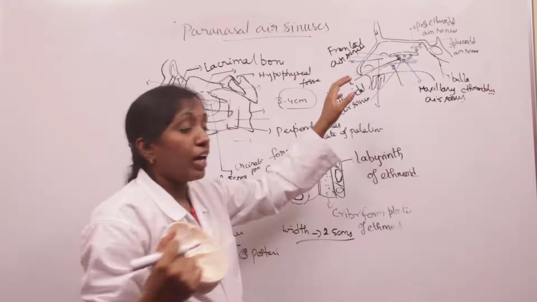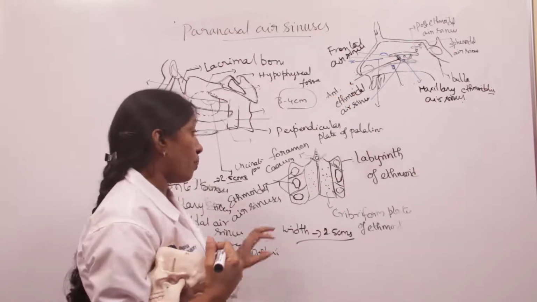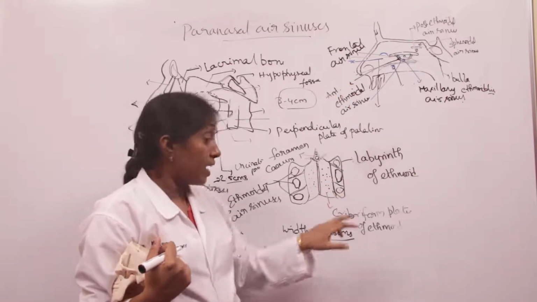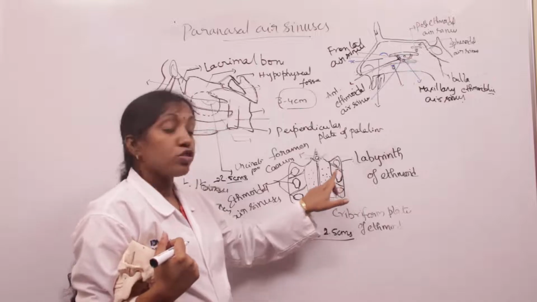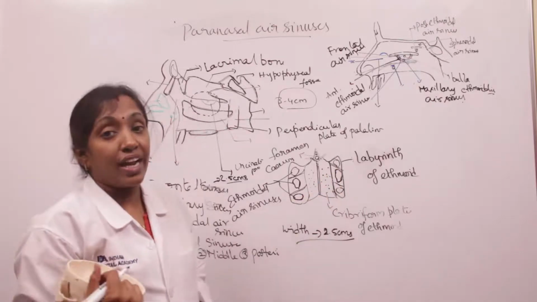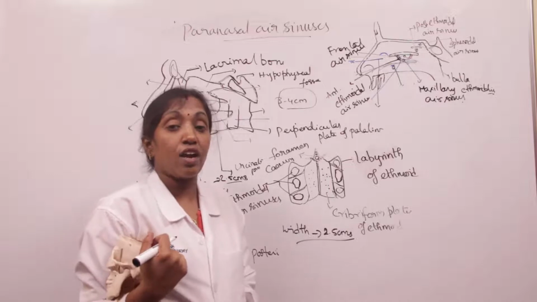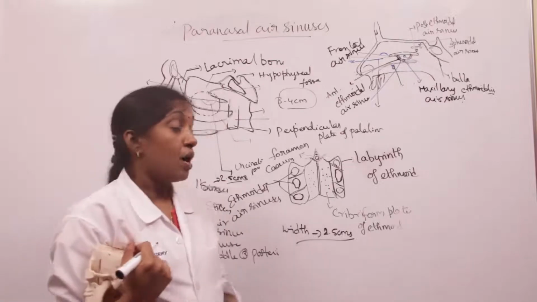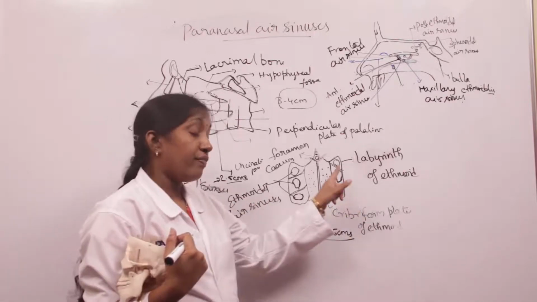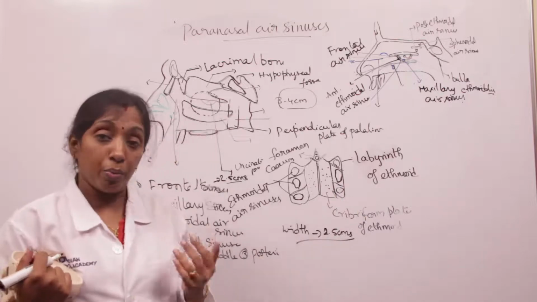The middle ethmoidal air sinuses open into the bulla ethmoidalis. The middle ethmoidal air sinuses are supplied by the anterior ethmoidal nerves and vessels, and also by the orbital branches of the pterygopalatine ganglion, and the lymphatics drain into the submandibular group of lymph nodes.